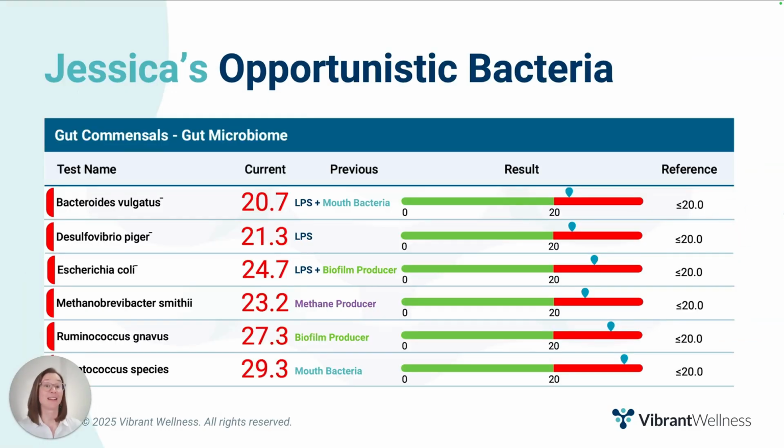Looking back at Jessica's gut tumor results, we do see high levels of E. coli and other LPS-producing bacteria like Desulfovibrio piger and Bacteroides vulgatus. E. coli and Rhamnococcus gnavus are both biofilm-producing bacteria, so I made sure to add products to break down biofilms when we got to the killing phase of Jessica's protocol. I also noted several mouth bacteria, Streptococcus species, and Bacteroides vulgatus.